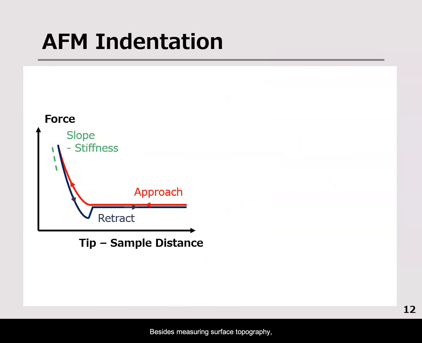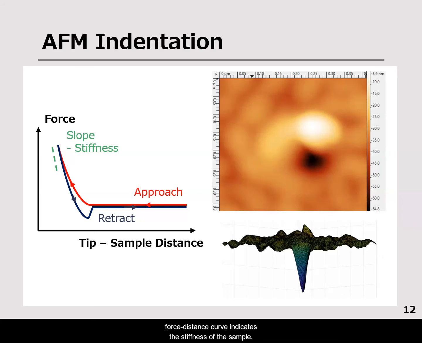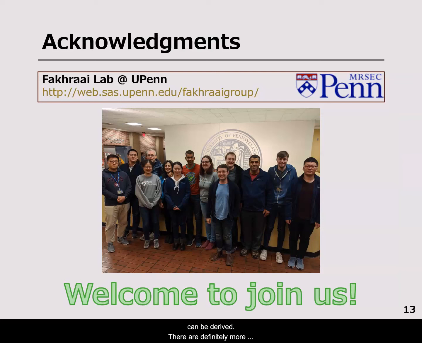Besides measuring surface topography, AFM can also be used to study the film mechanical properties. An ongoing project in our lab is to study vapor-deposited film mechanical properties by doing AFM indentation. The slope of the force-distance curve indicates the stiffness of the sample. Moreover, by looking at the rate of indent recovery, the surface diffusion coefficient can be derived too. There are definitely more possibilities of AFM waiting for you to explore at Fakhraai Lab.